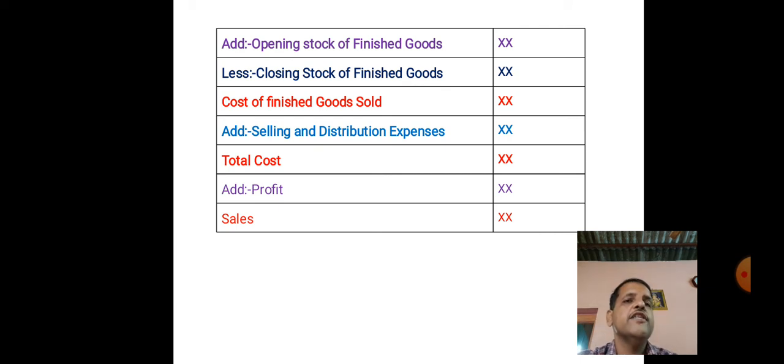By adding these selling and distribution expenses to cost of finished goods sold, we get what is known as total cost. When we add the element of profit to total cost, we get selling price. Now we can calculate this cost for per unit as well as for total production. Now, the cost sheet as we prepared shows us breakup of cost in prime cost, works cost, cost of production, cost of goods sold, total cost, profit and sales, as well as it shows per unit and total cost of particular product.